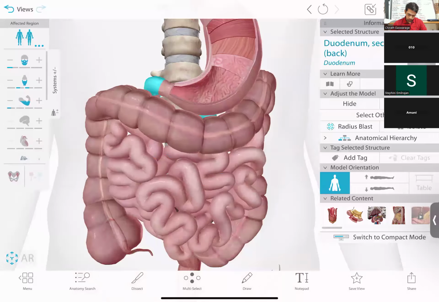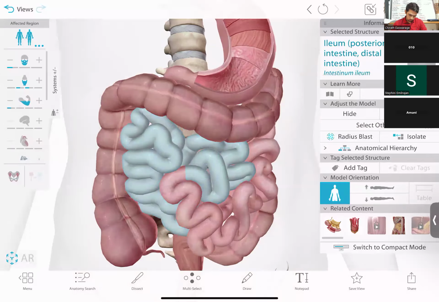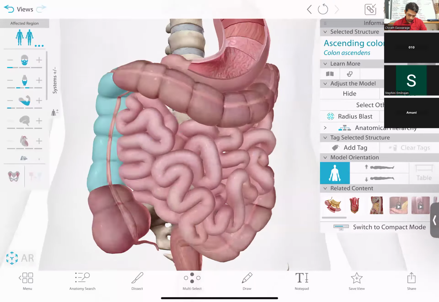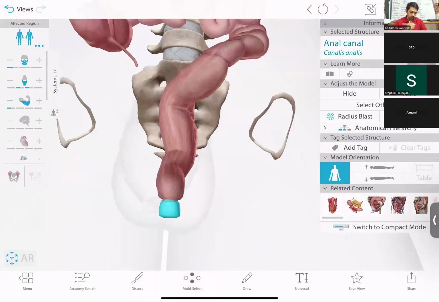Then we have what? Small intestine. Small intestine has three parts: duodenum, jejunum, ileum. Then we go to the large intestine. Large intestine again, where do we go? To the rectum and finally to the anal canal or anus.